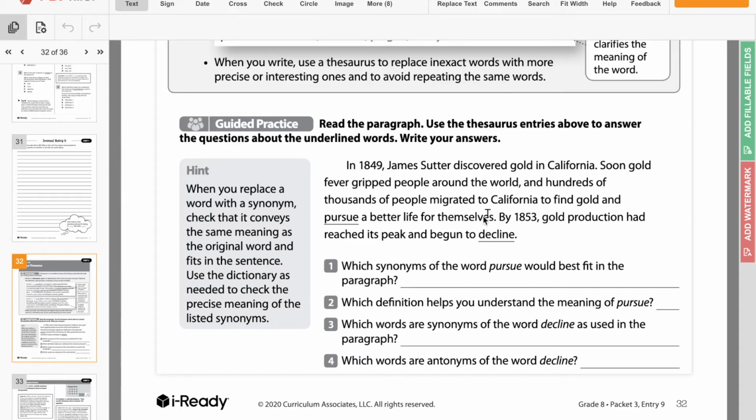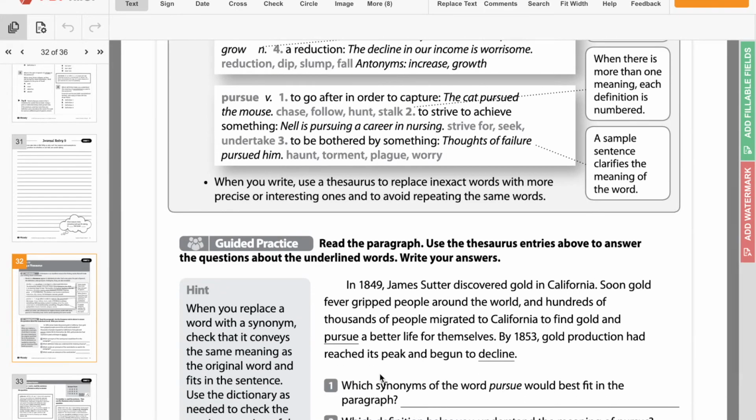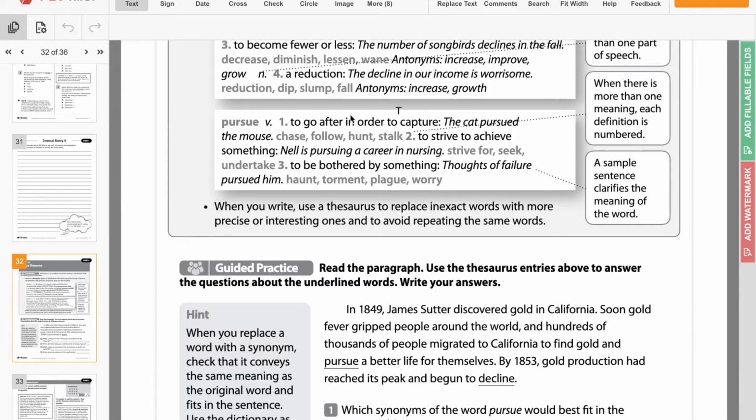So again, pursue. It says, soon gold fever gripped people around the world, and hundreds of thousands of people migrated to California to find gold and pursue a better life for themselves. So if we look at our definition for pursue, we know that all of our definitions are a verb, and a verb does fit in here. So again, we're looking for the synonyms of the word, but first we need to find which definition fits it the best. Is it to go after in order to capture? Are they trying to capture a better life for themselves? No.